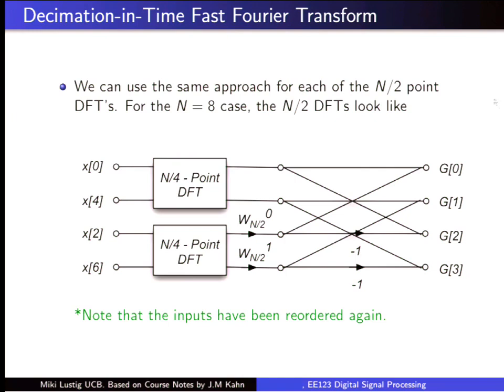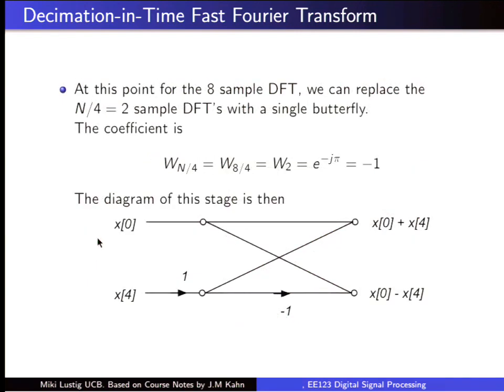Now, if you look, the inputs have been reordered. Before, we reordered to evens and odds, and now they're reordered again. Do you want to go forward? You can continue on. This is n over 4. Let's do another step. What is the n over 4 for an 8-point DFT? It's just a 2-point DFT. What's a 2-point DFT?